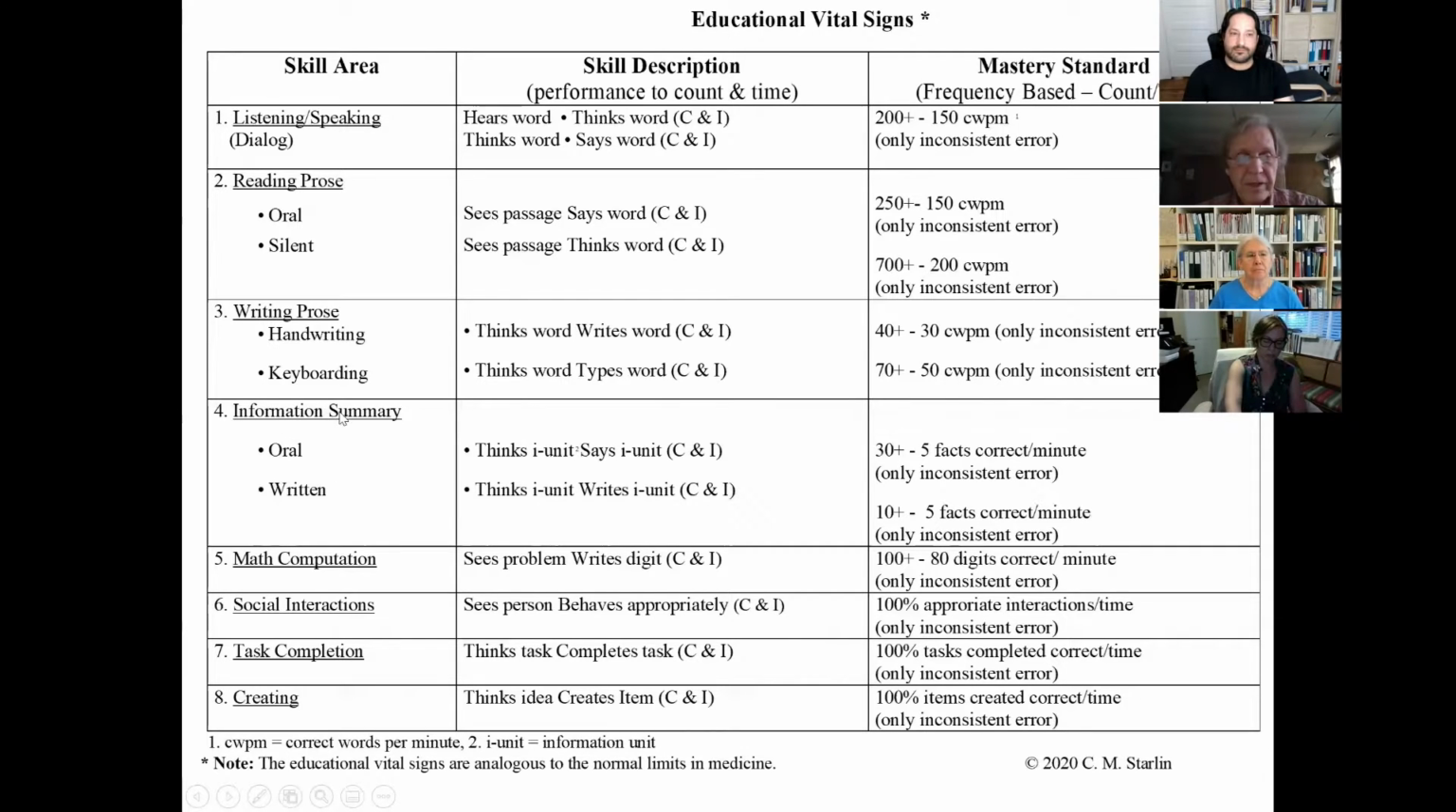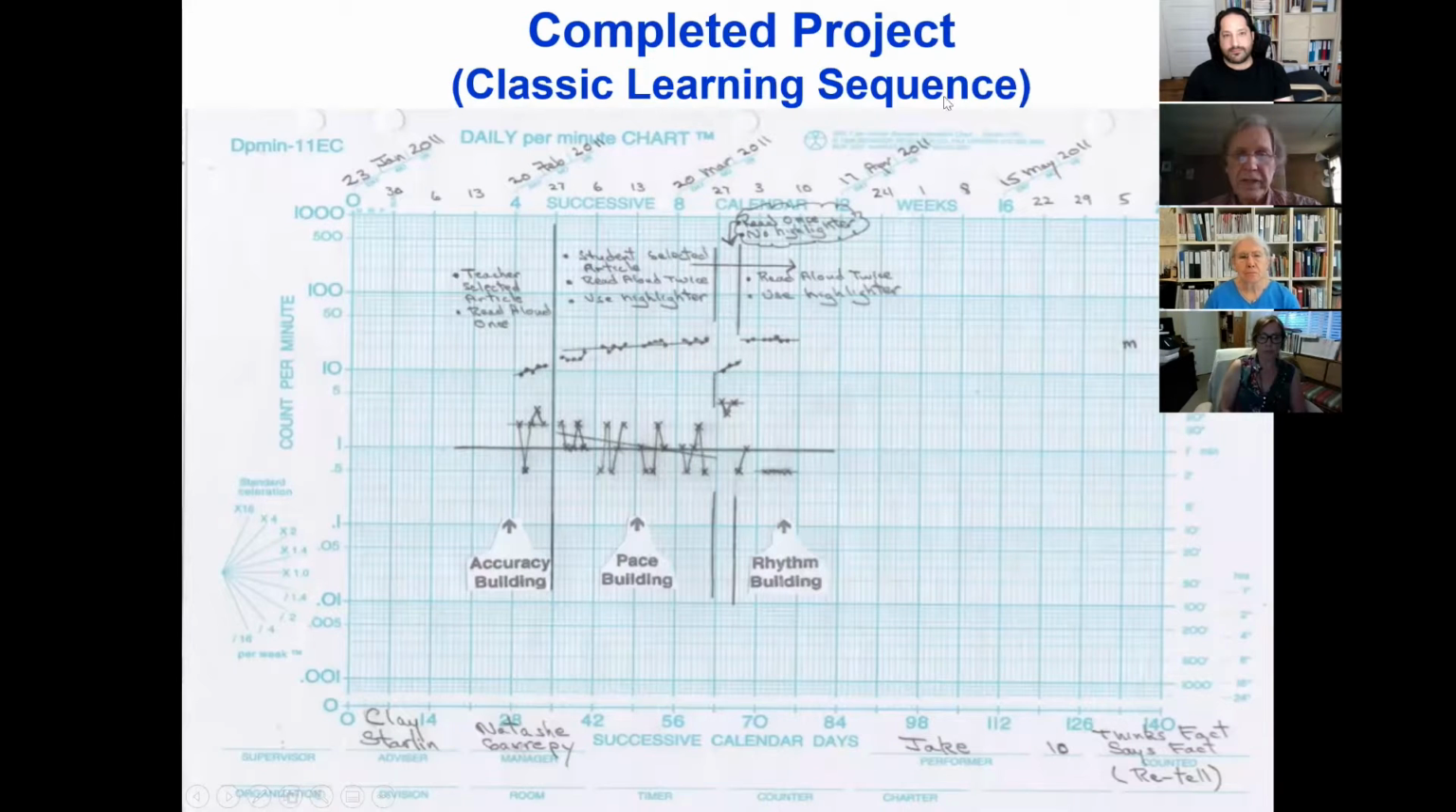I'm going to look at this information summary one, number 4, in terms of the chart I share. Thinks information unit, says information unit. So the chart is what I call a classic learning sequence, with accuracy building starting, then pace building and rhythm building, so the 3 elements of mastery. So this is Jake, who's doing thinks fact, says fact, what we also call retell. Jake's a 4th grader. So his corrects are starting around 10 a minute and bouncing a little bit around 2.